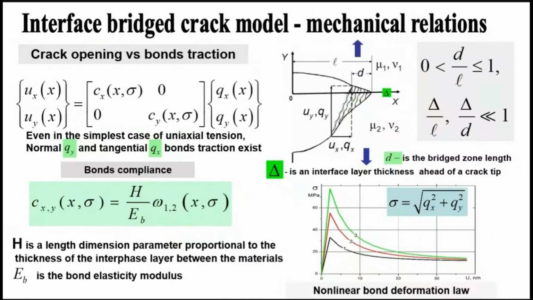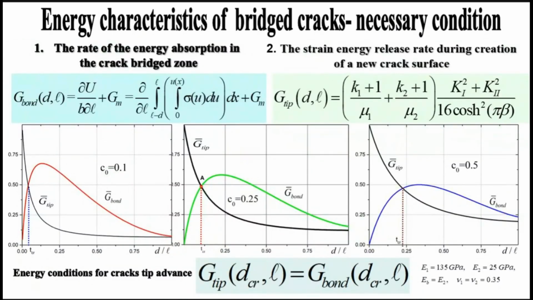Here we present two relations for the energy condition of the fracture criterion. The first parameter is the rate of deformation energy consumption by bonds in the crack bridged zone. Here G sub m is the energy parameter, the crack resistance in the small zone near the crack tip. The second parameter, G-tip, is the rate of deformation energy release, the energy flux into the crack tip. Regardless of the form of the bond deformation law, the rate of deformation energy release is determined by the presented expression for the tip.